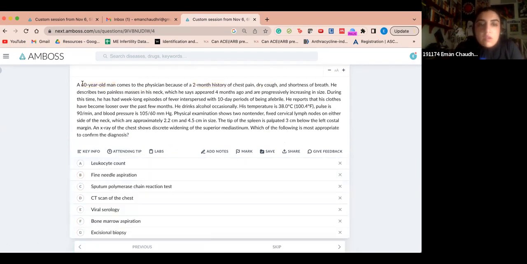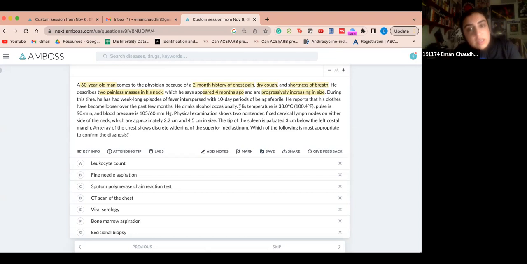Now, next question. A 6-year-old man comes to the physician because of a 2-month history of chest pain, dry cough, and shortness of breath. He describes 2 painless masses in his neck, which appeared 4 months ago and are progressively increasing in size. So it's painting a picture of malignancy. During this time, he has had week-long episodes of fever interspersed with 10-day periods of being afebrile. He reports that his clothes have become looser over the past few months.